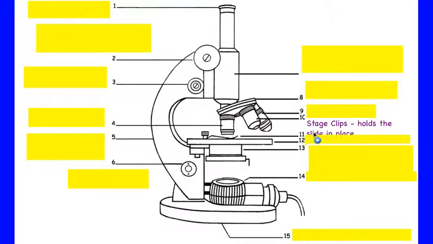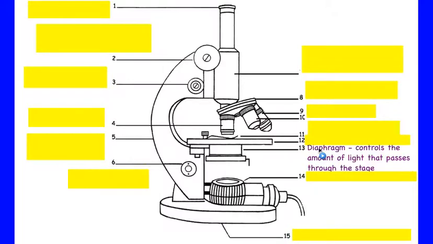And then just below our stage is our diaphragm. So this little piece right here is called the diaphragm, and its job is to control the amount of light that passes up through our specimen through the stage and into the lens so that we can see it. So if you're looking in the microscope and it's just really, really bright and it hurts your eyes, you can adjust the diaphragm to turn the setting for the light down just a little bit, and vice versa.